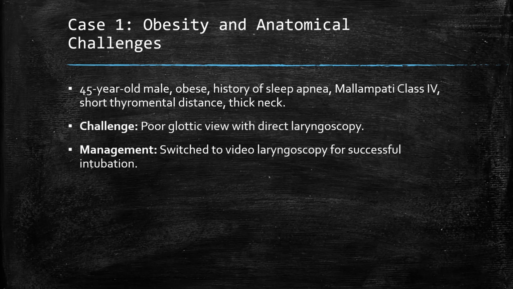Case 1. Obesity and anatomical challenges. Let's bring this to life with 3 cases that show how airway assessment turns potential chaos into controlled success in adults. Picture a 45-year-old man who's obese with sleep apnea, a walking airway challenge. His pre-assessment flags a Mallampati class 4, short thyromental distance, and a thick neck.